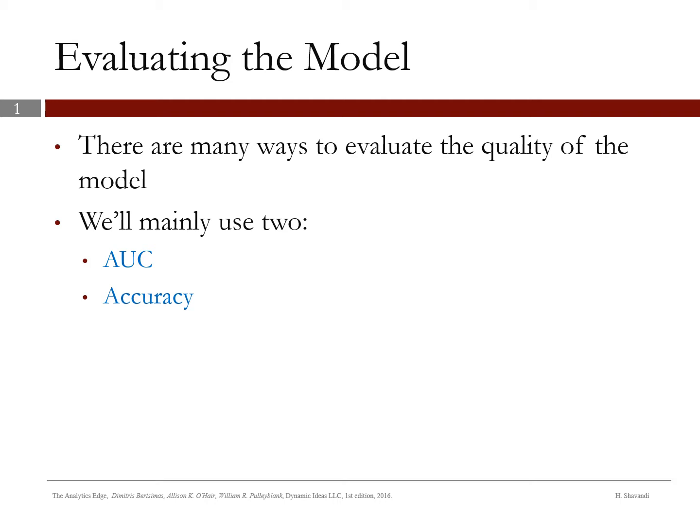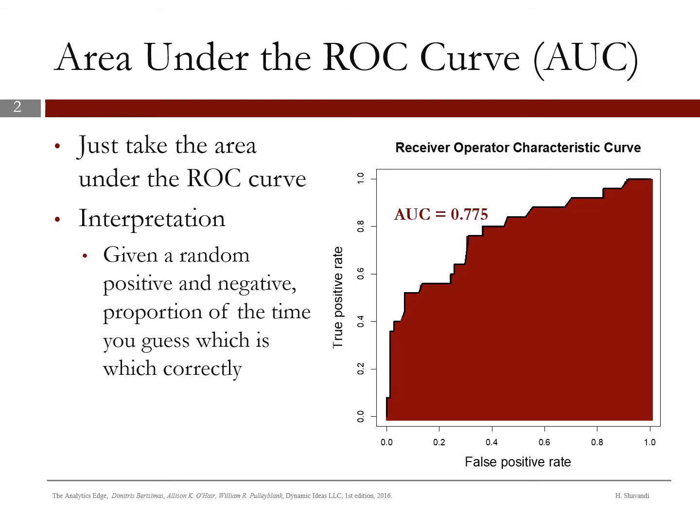The final step in building any model is evaluation of the model. So how are we going to assess the performance of the built model? Here we are going to consider two methods: AUC and accuracy. The AUC measure is the area under the ROC curve.